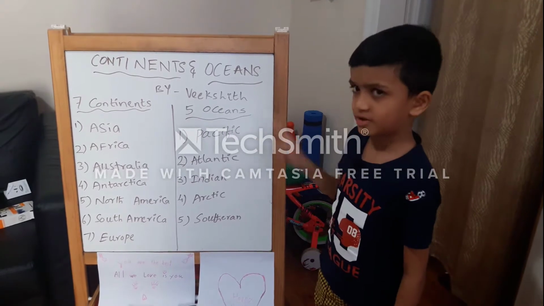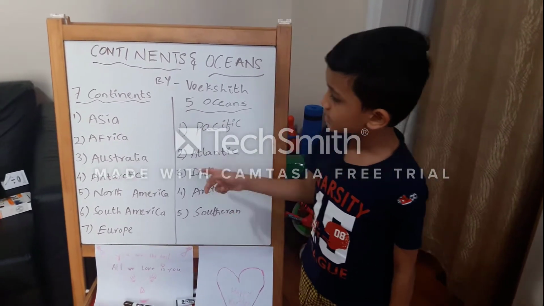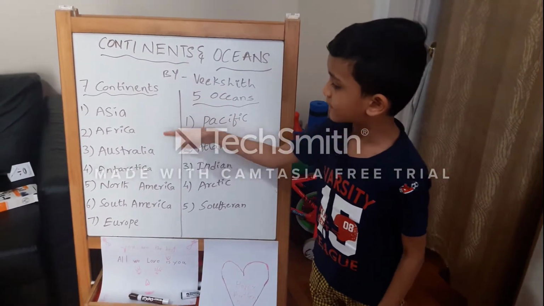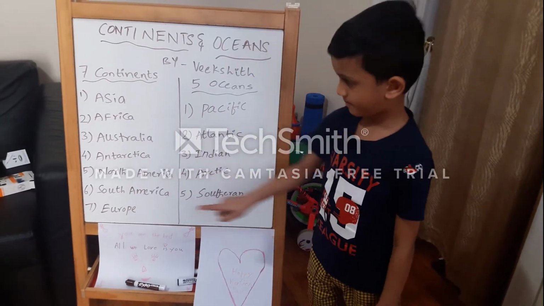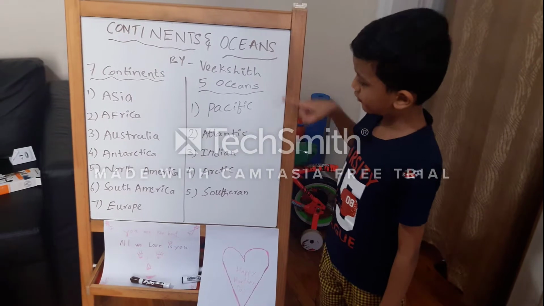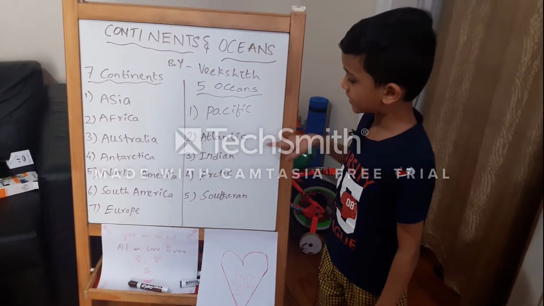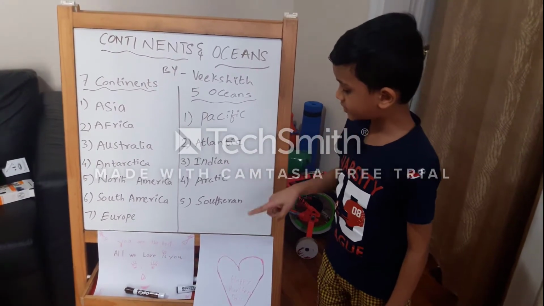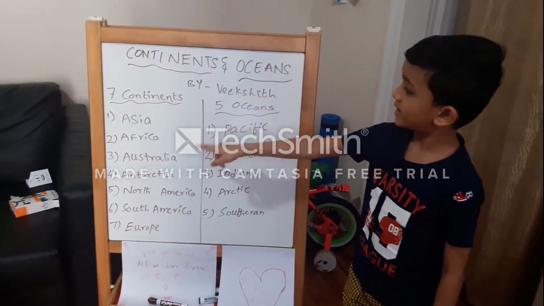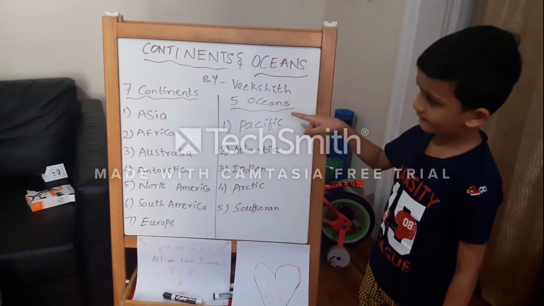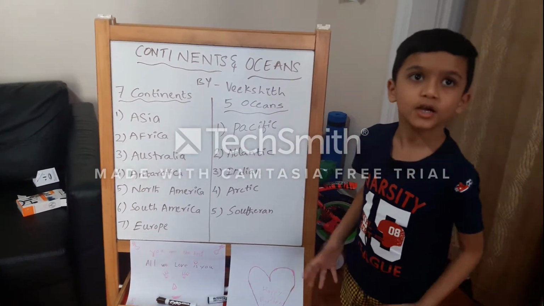My name is Veekshith. There are 7 continents: Asia, Africa, Australia, Antarctica, North America, South America, Europe. And there are 5 oceans: Pacific Ocean, Atlantic Ocean, Indian Ocean, Arctic Ocean, Southern Ocean. I'm going to show the 7 continents and the 5 oceans on a globe.